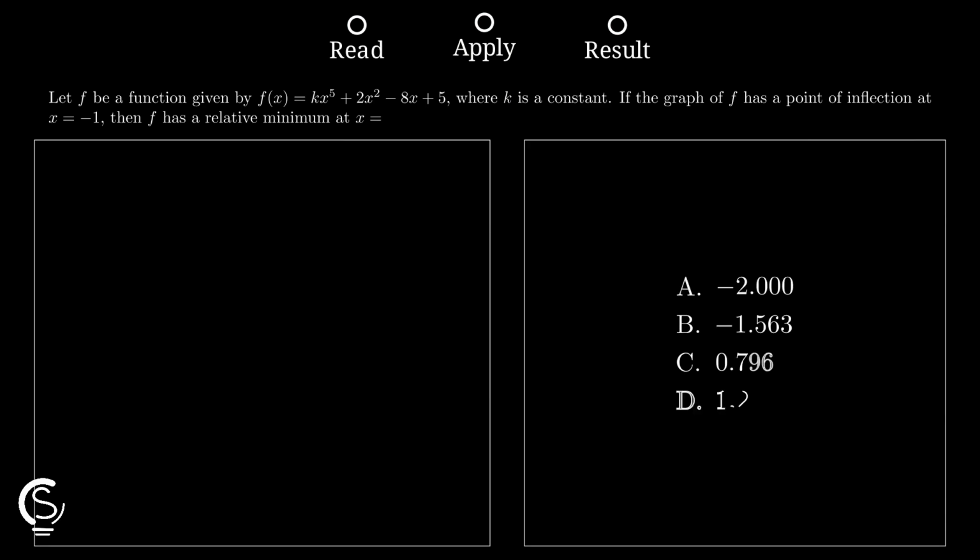First, we need to find the constant k. Since there is an inflection point at -1, the second derivative must be 0 there. Differentiate twice and solve for k quickly.